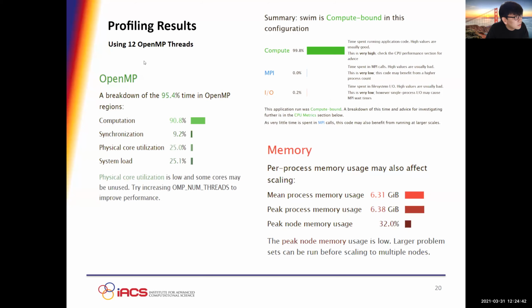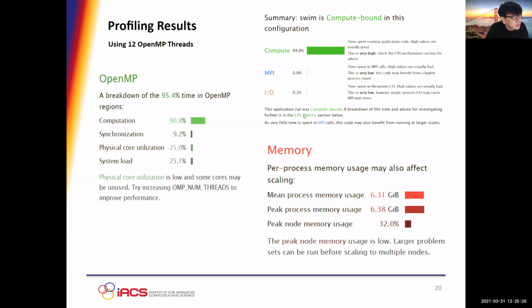We first profiled SWIM with 12 OpenMP threads. Why 12? Because 12 is the maximum capacity of one core memory group. In this case, we achieved 95% of time in the OpenMP regions, which is not surprising at all, since this is a pure OpenMP benchmark, so it's pretty straightforward. The computational time took about 90%, which is very high, and the runtime overhead is only about 9%. So it's relatively efficient with a small number of OpenMP threads.